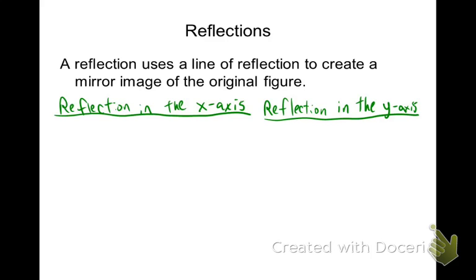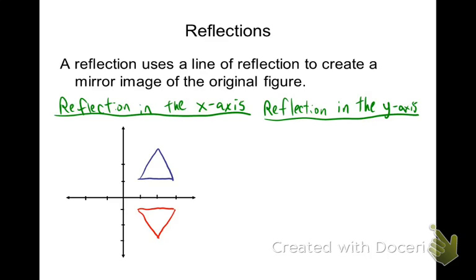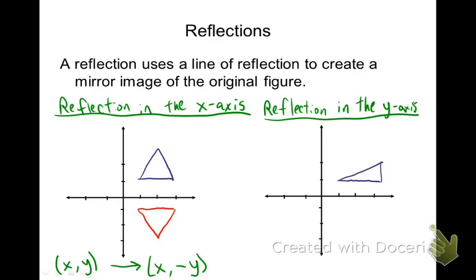Another kind of transformation is a reflection. And the easiest reflections that we want to talk about are going to be reflections in the x-axis and reflections in the y-axis. So in the drawing on the left, if I have the triangle in the first quadrant and I'm going to reflect it in the x-axis, that's going to drop it down into the fourth quadrant. If I have a reflection in the y-axis, that's going to take an object in the first quadrant and put it in the second quadrant.